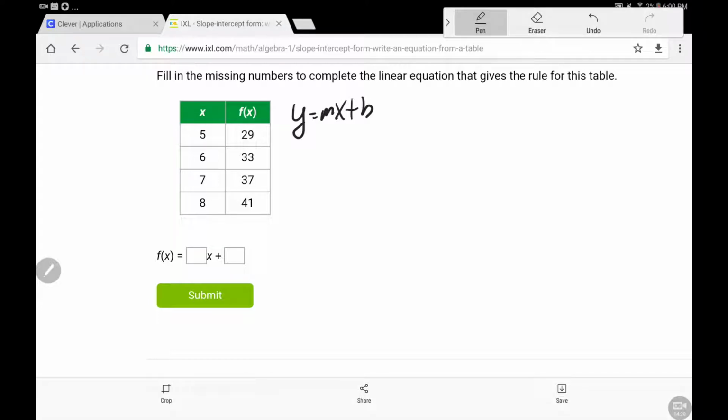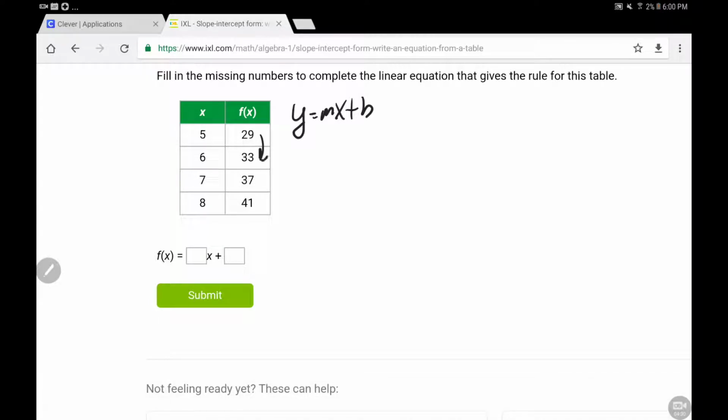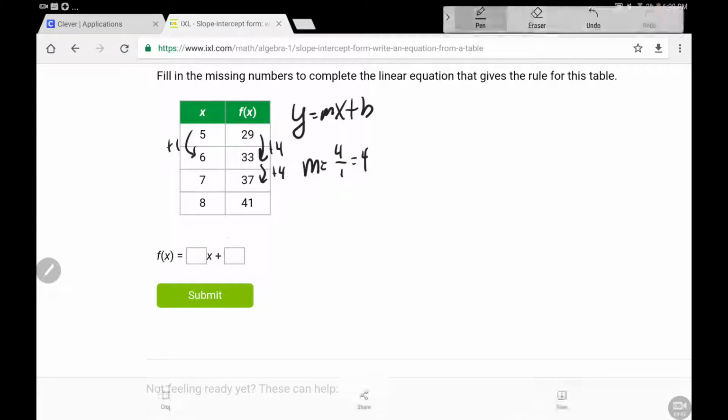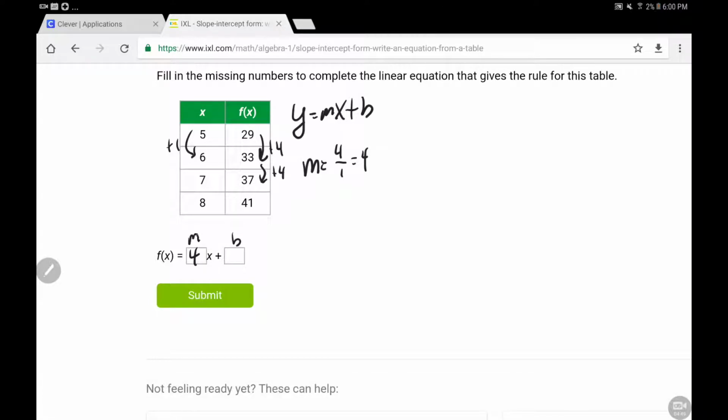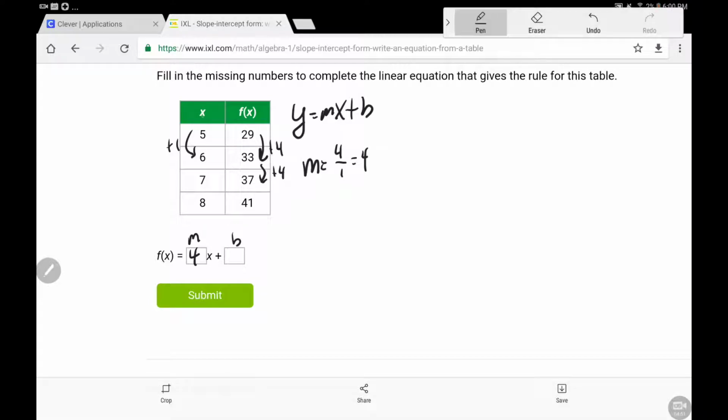So you need your slope. This is going to be the easiest one to find, I think. 29 to 33 is plus 4, so it's going up 4 every time. And then over here, it's just going plus 1. So my slope is 4 over 1. And then, so 4 is going to go here in front of my slope, but then we need a y-intercept. Okay, so we need x to be 0.